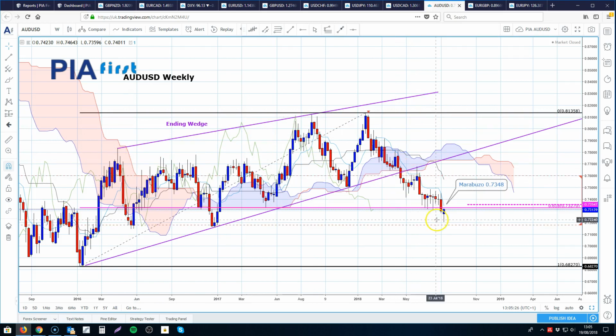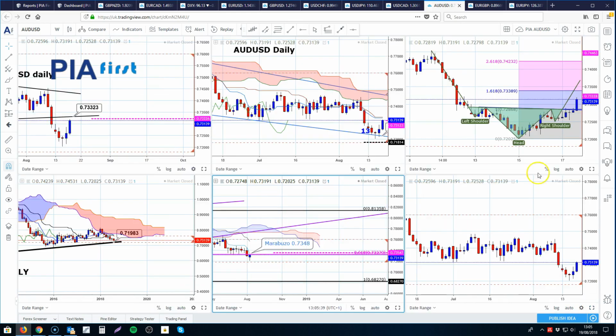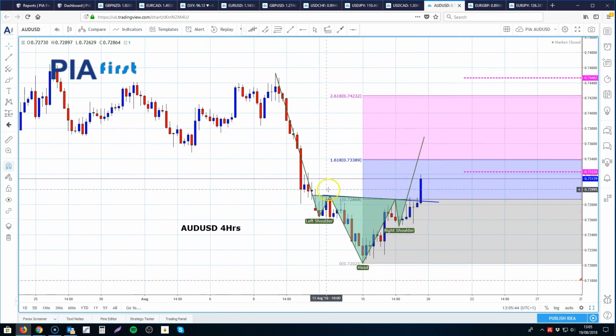We retested, we've moved down through the 61.8% pullback level. We've now got a Marabuzzo at 73.48, and we've got bespoke resistance at 73.50. But if we go to this time frame, which again is the intraday time frame, we look like we've broken a head and shoulders to the upside. First resistance at 73.22, and then I said at 73.50. So it's sort of around this 161.8% extension level.